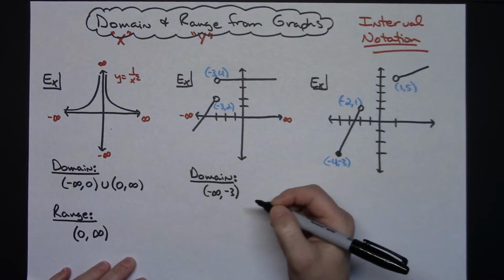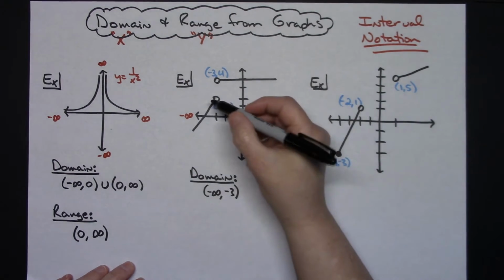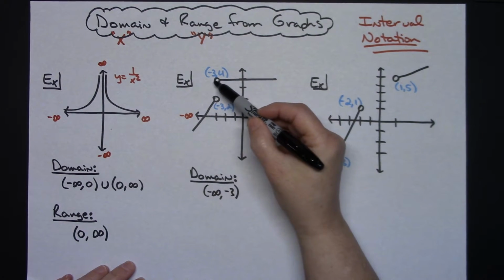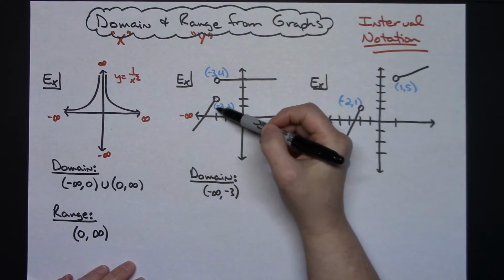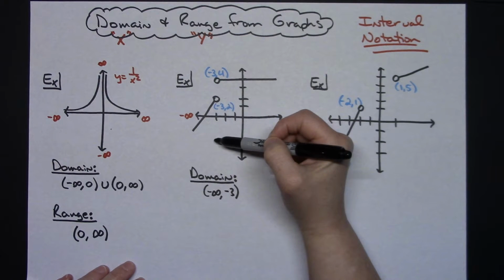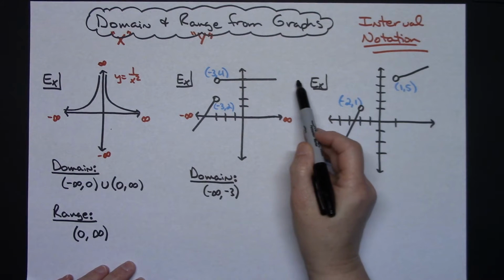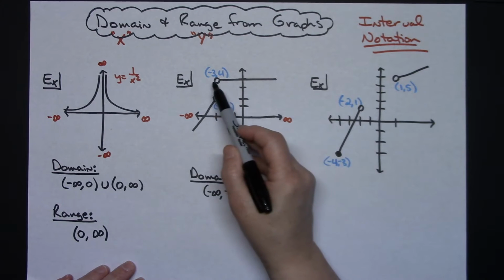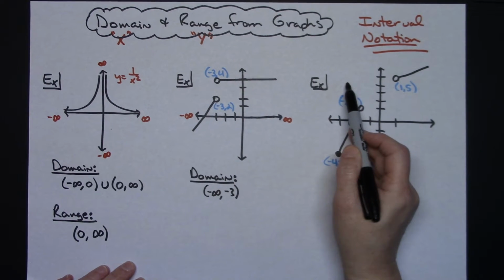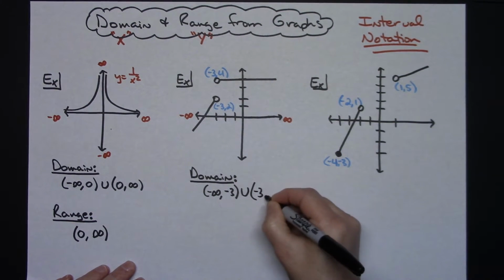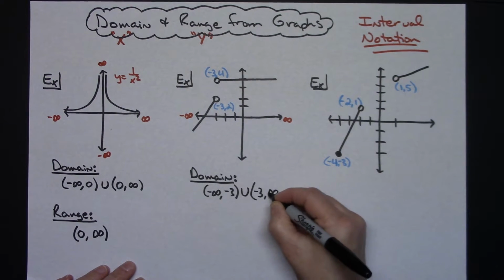Curvy bracket, because I am not going to include that. Alright, now I'm going to come up here and look at the rest of this function over here. Okay, I have another open dot here at -3, so the value of -3 is not included in this graph at all. But then going all the way across on my x-axis, it's going to stay and go all the way up to positive infinity. Okay, so I'm going to do union, curvy bracket, -3, all the way to positive infinity.